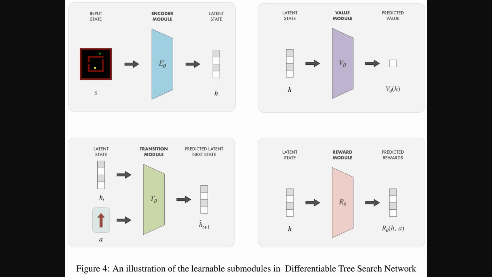So to handle that discontinuity and learn effectively, D-TSN relies on several learnable components. This figure illustrates these core submodules. You have an encoder which processes the input state into a latent representation. Then there's a value module, a transition module which acts as the world model in latent space, and a reward module. These all work together, learned end-to-end, to power the search and planning process.